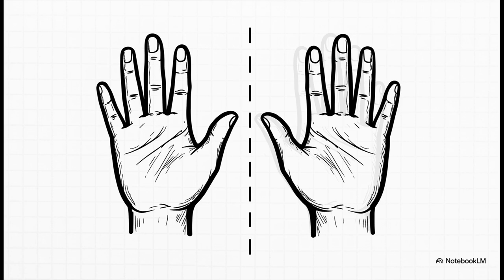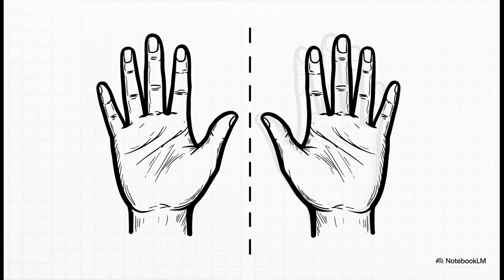The key idea here is something called chirality, which is really just a fancy science word for handedness. Seriously, look at your own hands right now. They're perfect mirror images of each other, right? But no matter how you turn them, you can't lay one perfectly on top of the other. A left-handed glove just won't fit on a right hand.